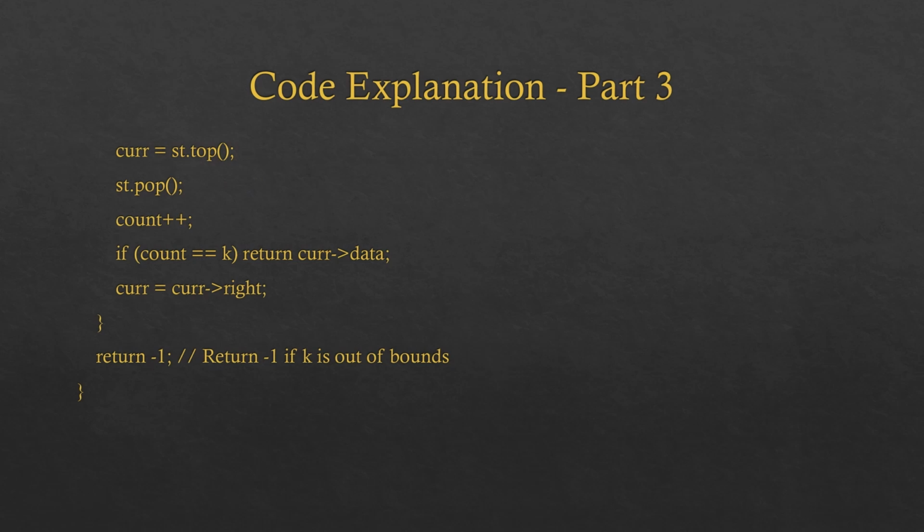After reaching the leftmost node, we pop nodes from the stack. For each node we pop, we increment the counter. If the counter equals k, we return the node's value as the kth smallest element. If we complete the traversal and haven't found the kth element, we return -1.